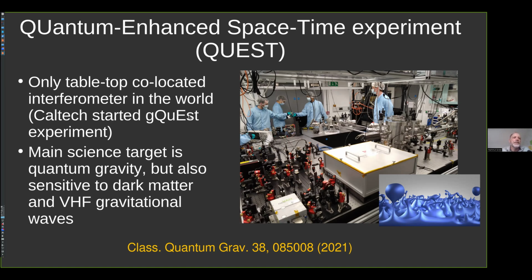So right now this is the only tabletop co-located highly sensitive interferometer that is built for this purpose. Its main science target is quantum gravity, but because it's so sensitive, it will also be sensitive to scalar field dark matter coupling to the beam splitter, as explained earlier. And naturally, it's also sensitive to very high frequency gravitational waves.